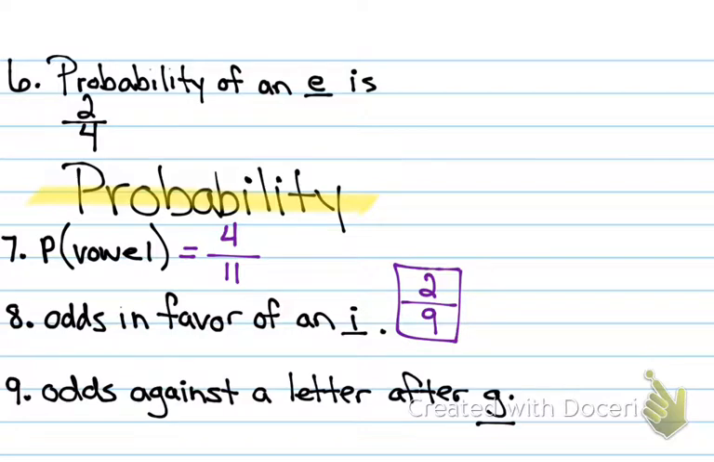Number 9. What are the odds against a letter after G? So letter after G is the favorable outcome. So how many letters come after G in the alphabet in the word probability? 8. So here's my question though. Because it's odds against, does 8 go in the numerator or denominator? It goes in the denominator because favorable goes on the bottom. So 3 over 8. Where did I get 3 from? If there's 8 favorable, there has to be 3 unfavorable. Okay, so that's where the 3 comes from.